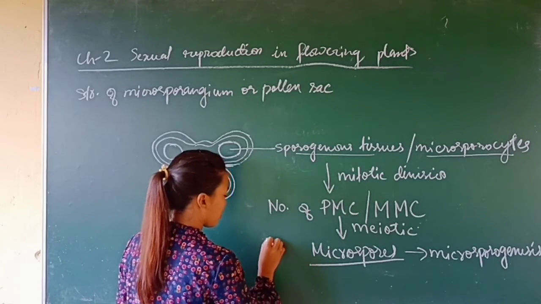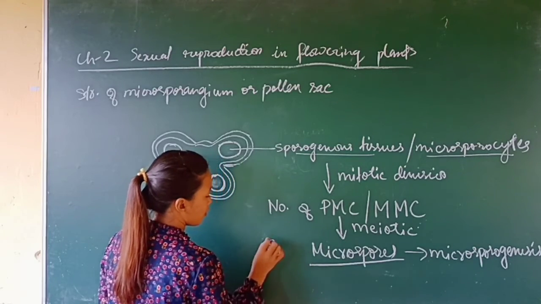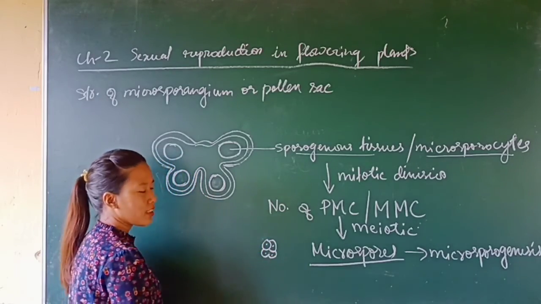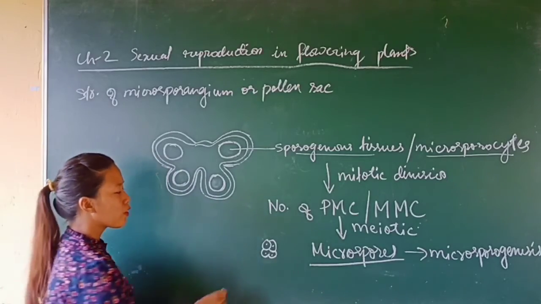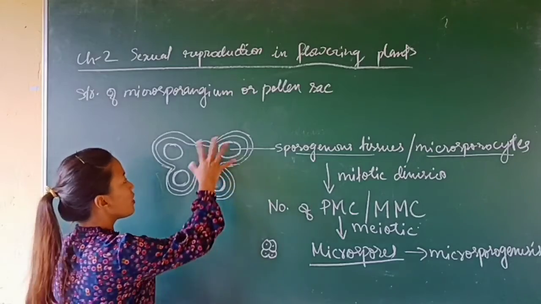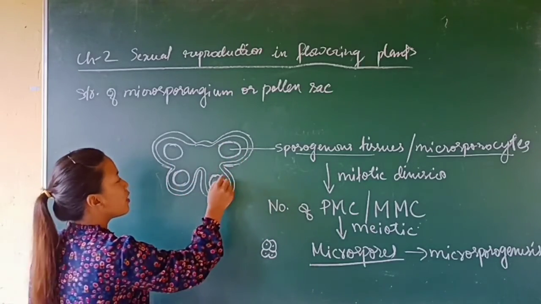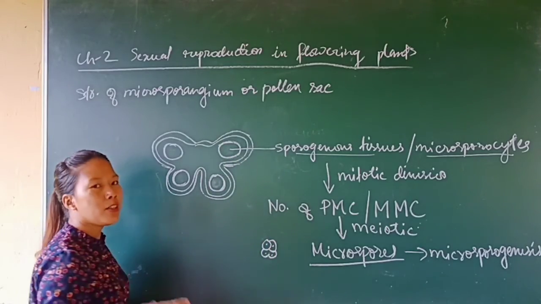So it looks like this. One cell here, another cell here, and the third and fourth cell here. When microspores are formed, they form as a cluster of 4. That is why we call this a microspore tetrad. Now this is from the anther. Inside the anther there are these pollen sacs, and from these pollen sacs these microspores are produced.